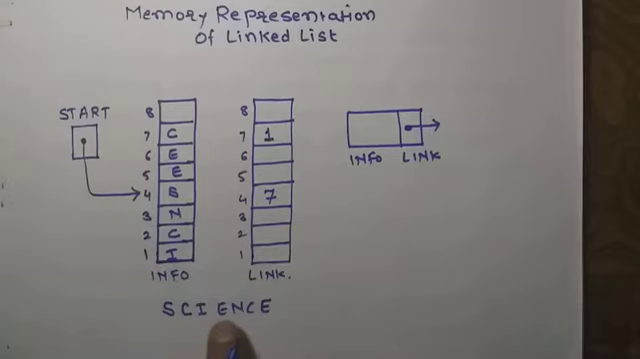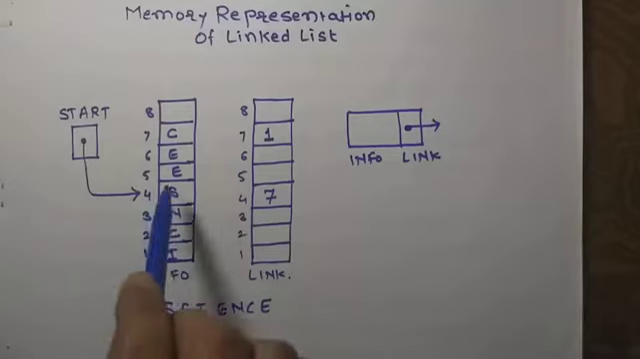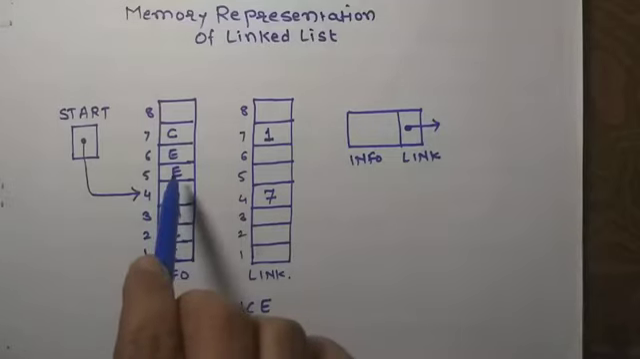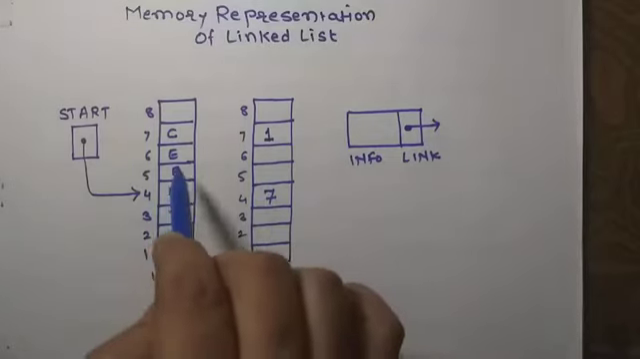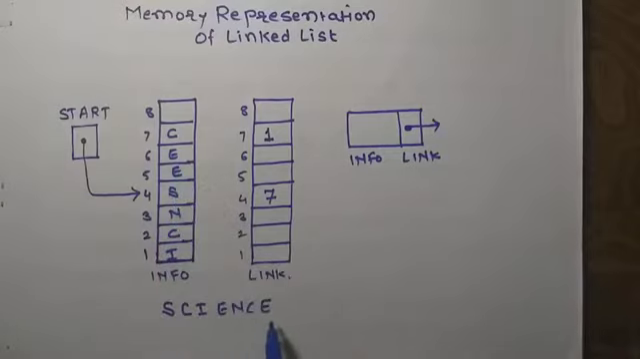Now the next alphabet is E. Where is it present? There are two similar memory locations, because E occurs 2 times, so you can use any memory location. Here I will use the 5th memory location, so link of 1 is 5. So info of 5 is equal to E. Now what is link of 5?